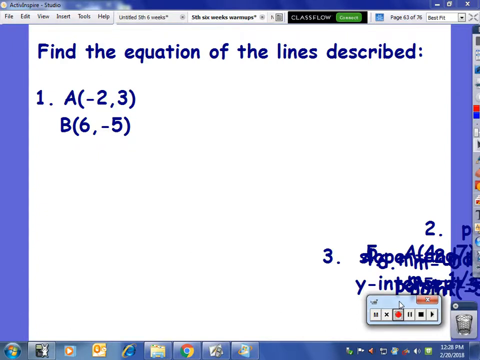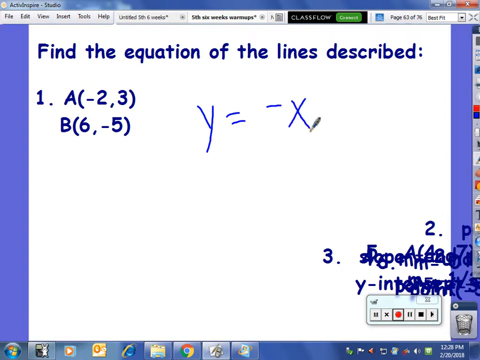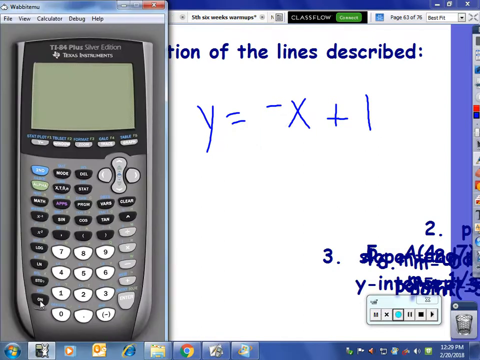Make sure you always start with y equals. Y equals negative 1x plus 1. Are we okay with that? Now, even if you got the answer from the calculator, I would still suggest you check it. I would go to y equals and put in the answer.